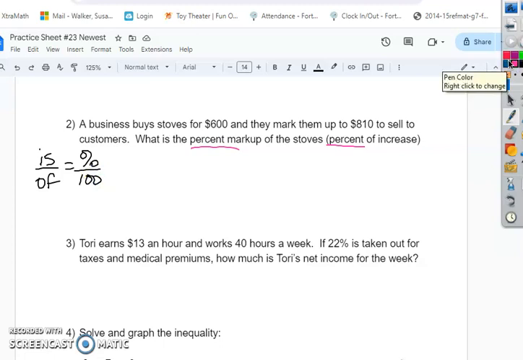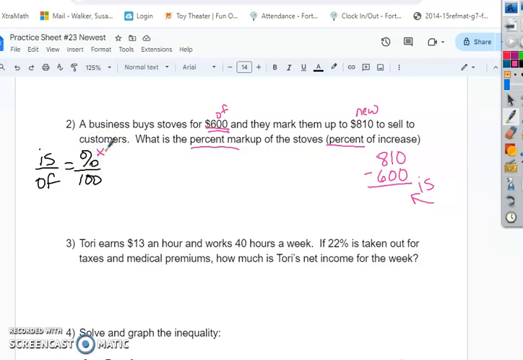So remember, of is original. So they buy it for this. So this is your of. That's the original. Okay? This is the new price. So you need to subtract those two to find the difference. So when I subtract this, this number becomes the is, and then we cross multiply. So the of will be, the percent will be the x.